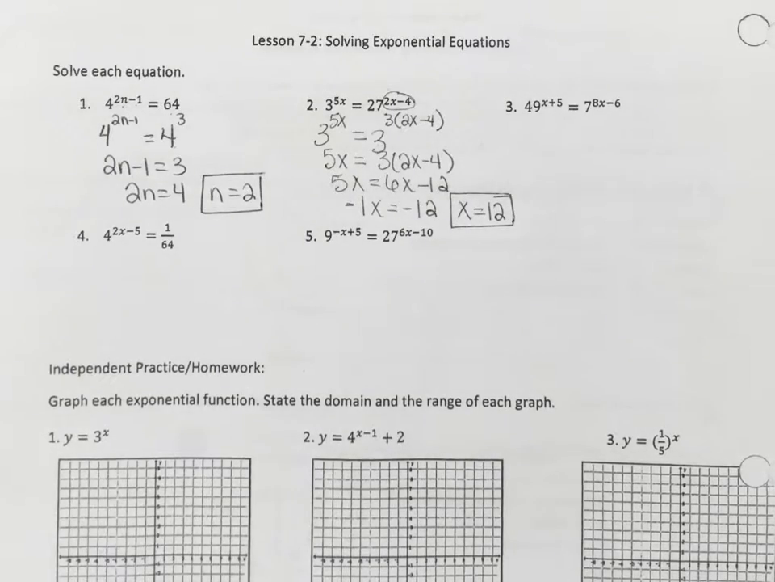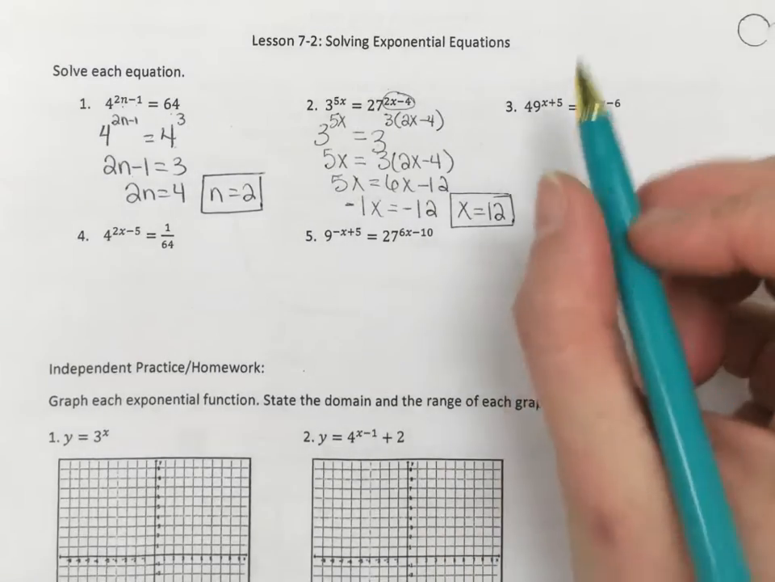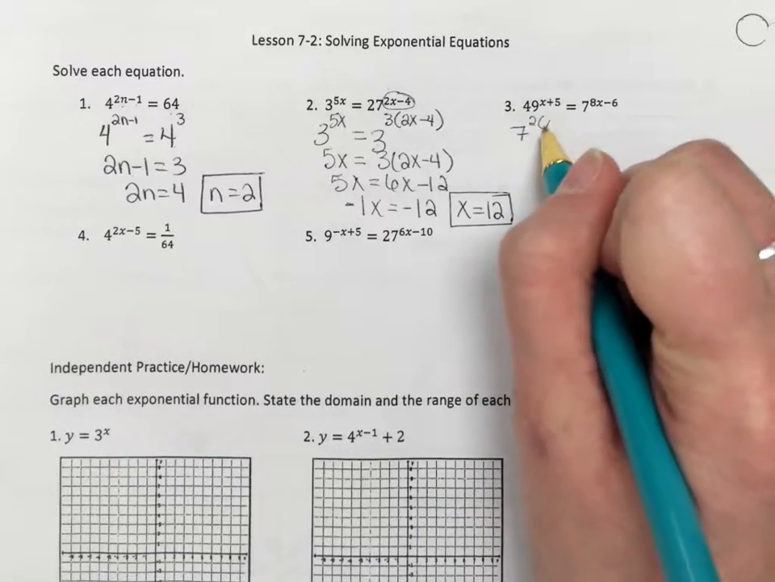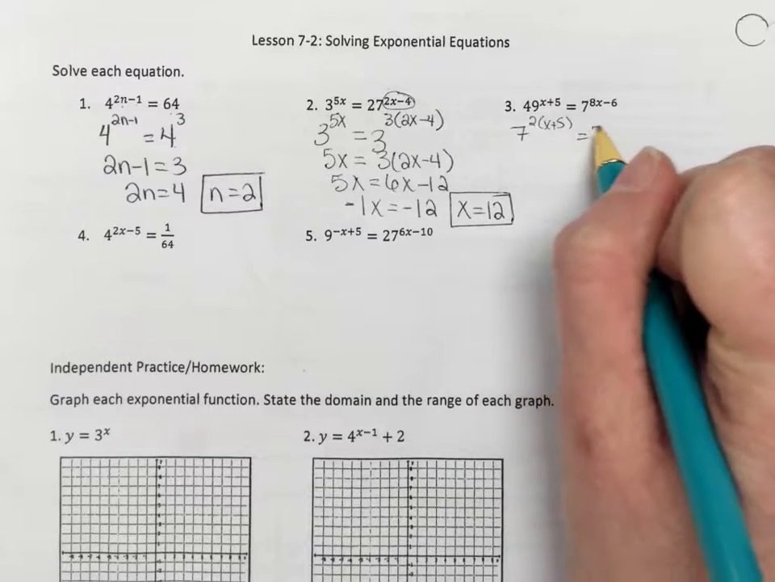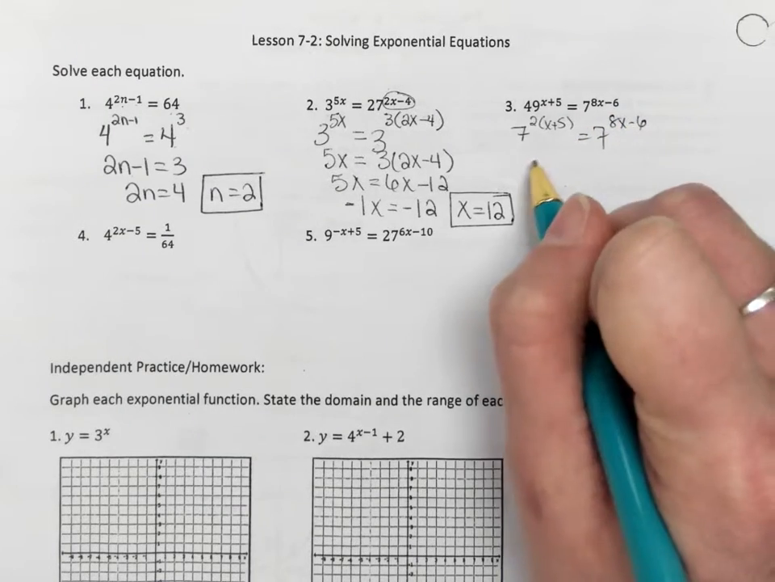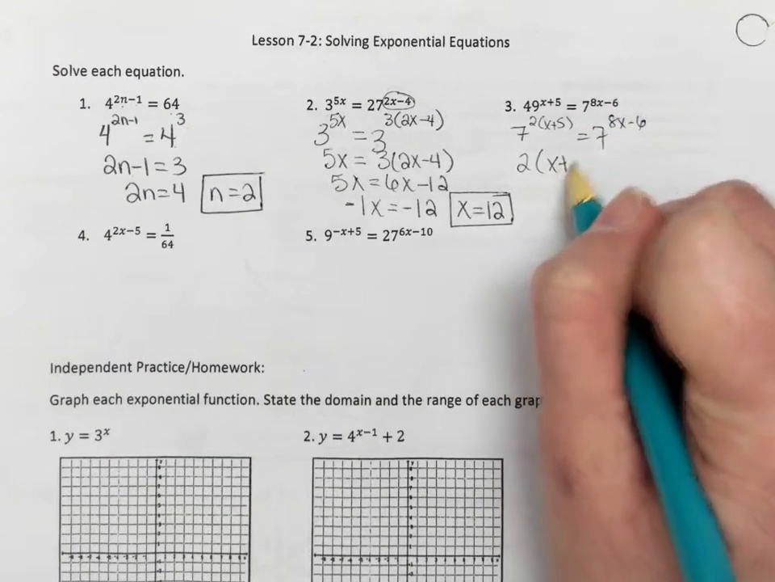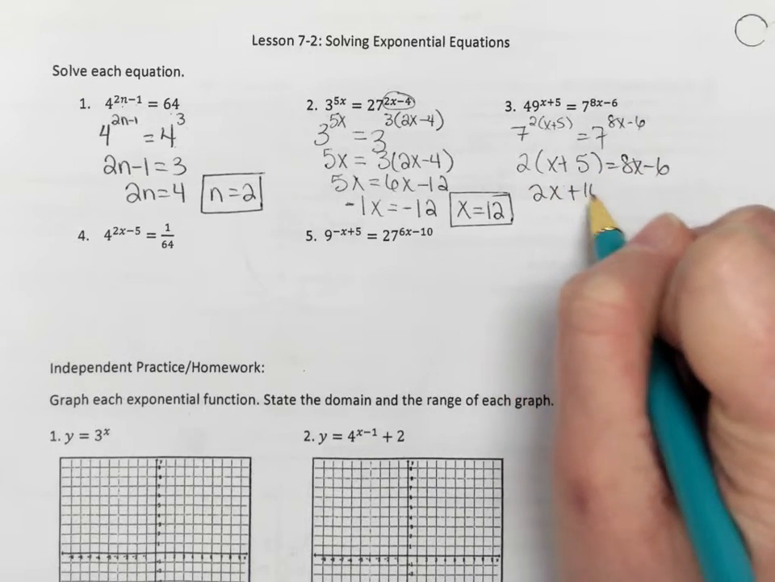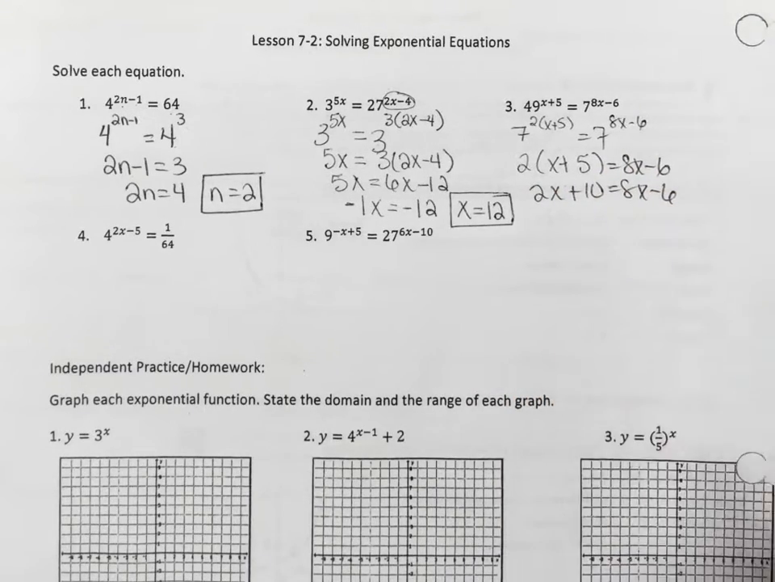Okay, so which one should you change? The 49 or the 7? 49 is 7 to the second. Very good. All right, and you should have gotten a decimal, or let's keep it a fraction. Let's not do decimals. So let's say distribute. You get 2x plus 10. Y'all okay so far?